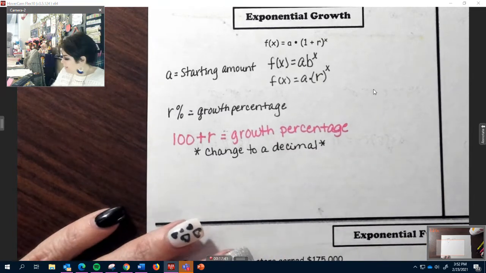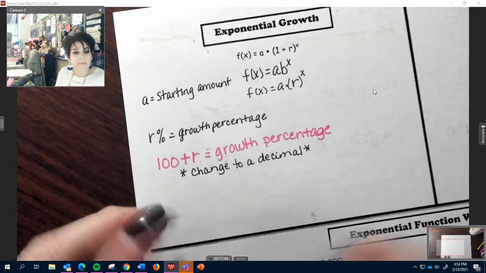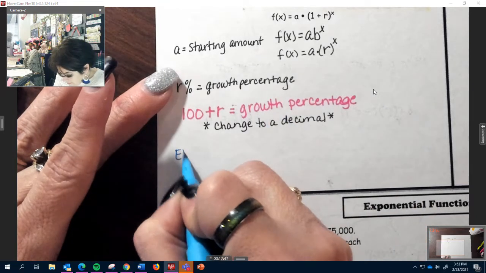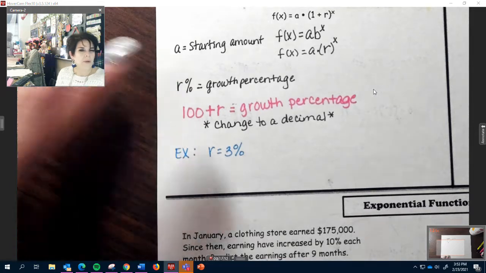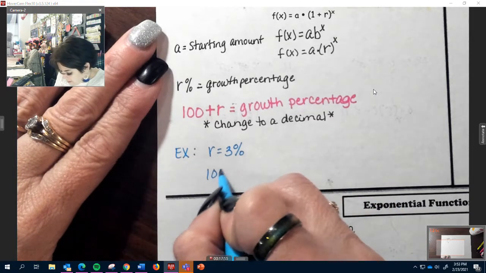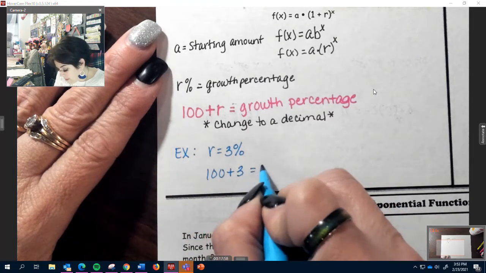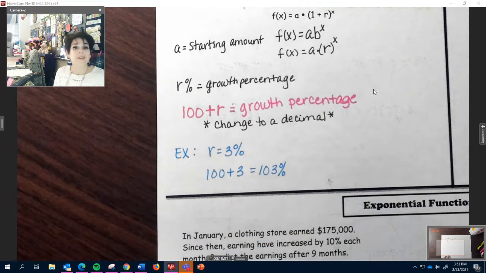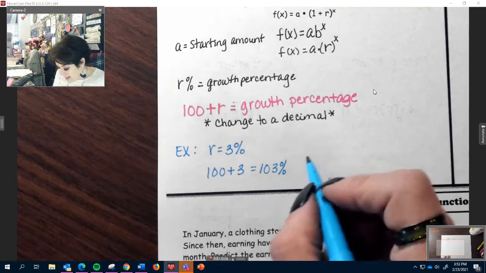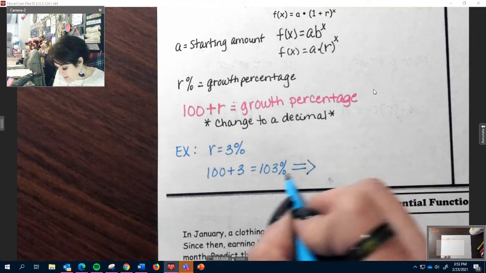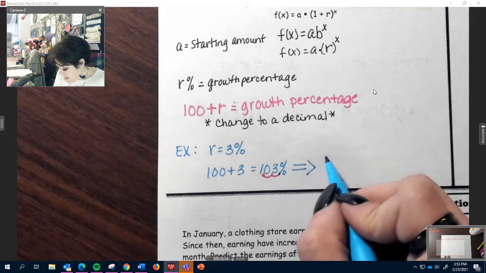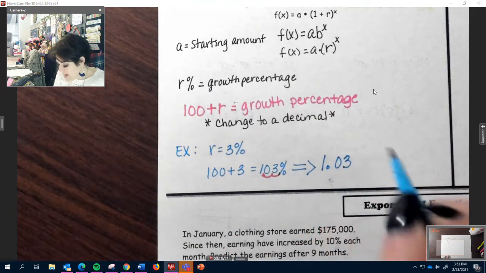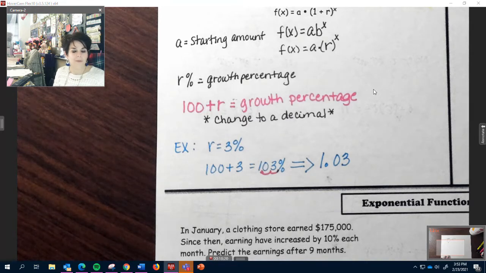Okay, so let me do an example down here. Let's say that r equals 3%. Okay, and we want to solve this problem with this. So we're going to do 100 plus r, which is 3%, which is 103%. Okay, 103% growth. So if you're growing by 3%, then it's 103%. You can't put that into your problem, so you have to move it over 2 places. So that would be 1.03 for my rate that I'm going to plug into my problem and solve.